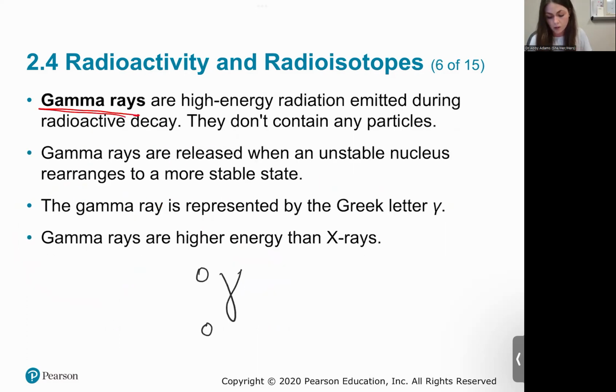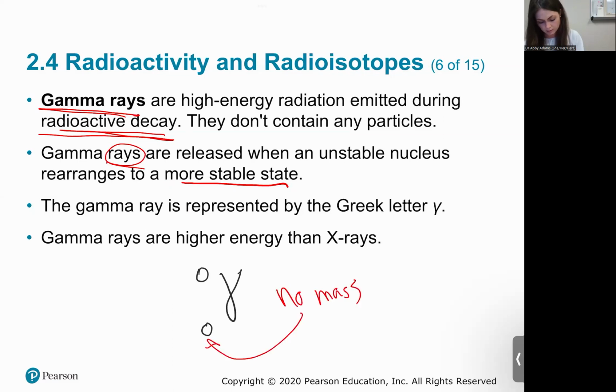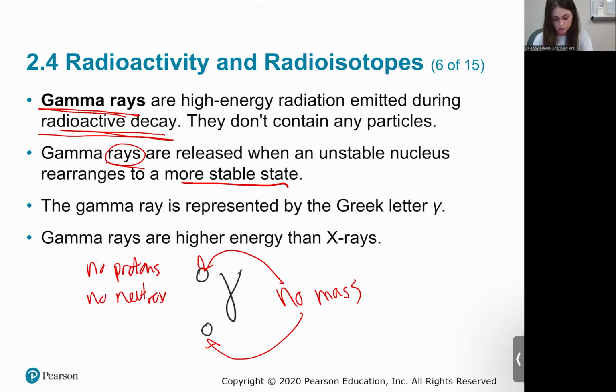Okay, gamma rays. More high energy radiation that is emitted during radioactive decay, whenever you have the unstable becoming stable. Those aren't particles. Whenever the gamma rays are released from an unstable nucleus to a more stable state, they are releasing rays. The gamma ray is represented by gamma, and here we have no mass. What does that mean? That's no protons, no neutrons. Basically, gamma rays and X-rays are kind of similar, but gamma rays are way more potent. I think you'll see that in your problems.